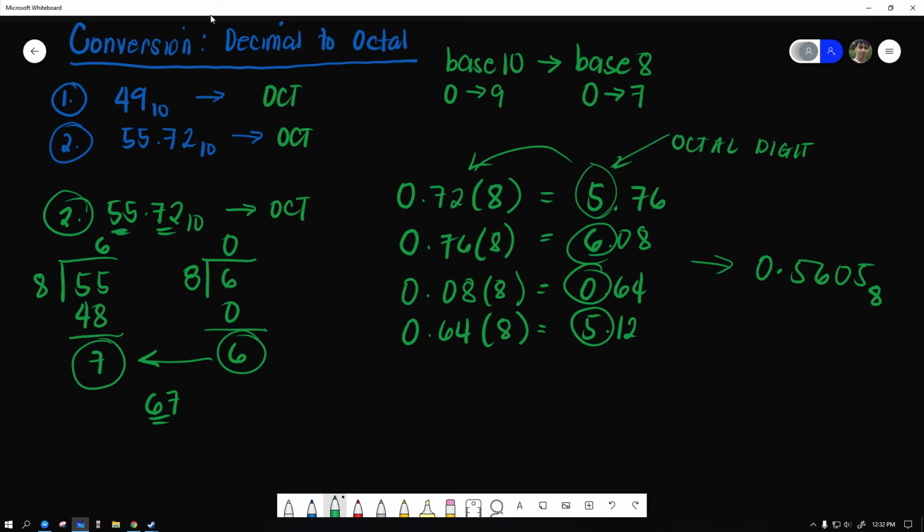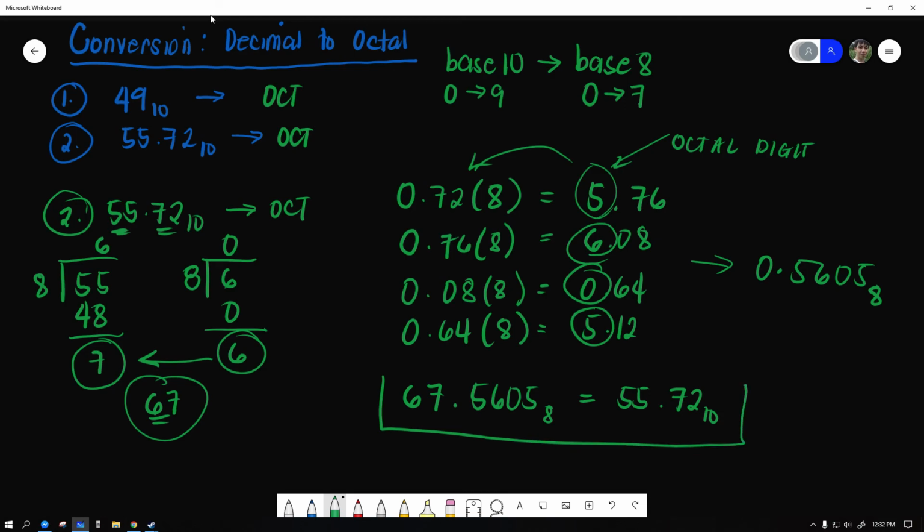To combine it with 67, you can write 67.5605 base 8 is equivalent to 55.72 in base 10. So that should be your answer. Okay, that's all for the conversion of decimal to octal.